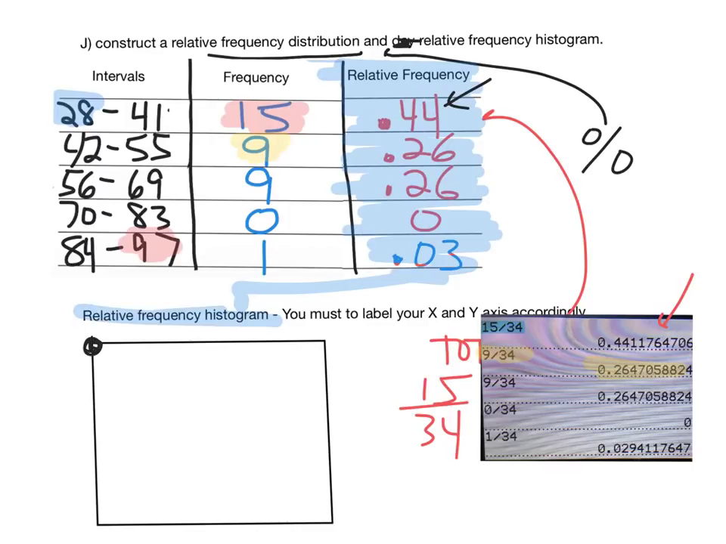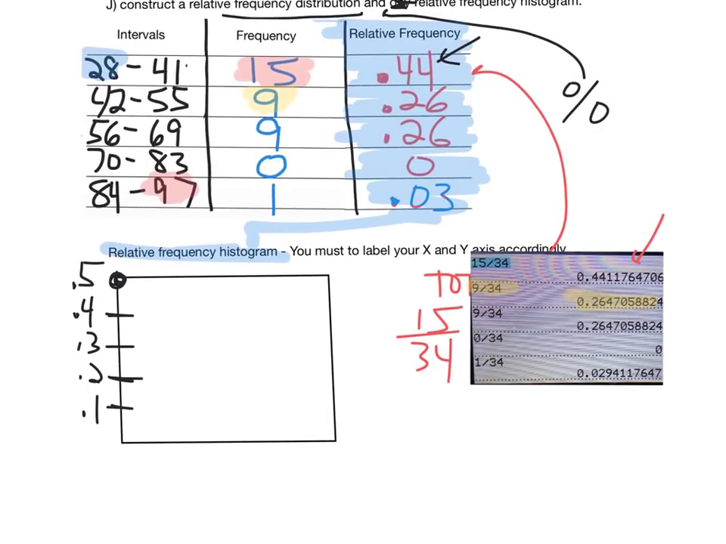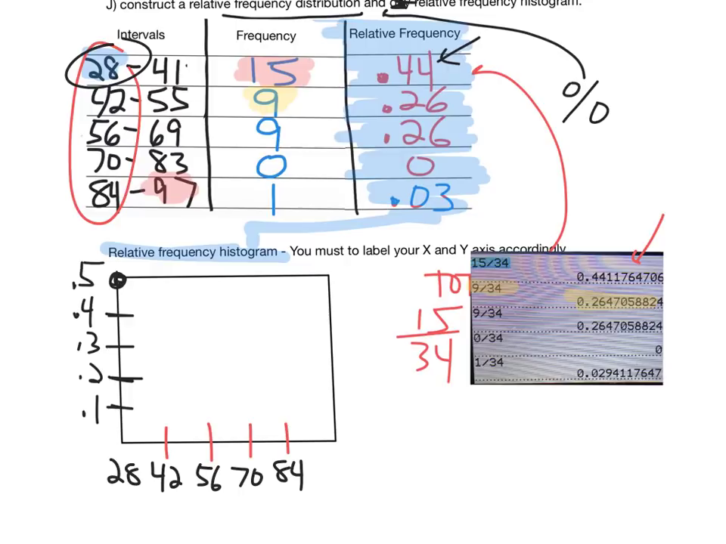So maybe what I'll do is on the y-axis I'll go up to 0.5, and then I'll break up the y-axis into intervals of 1/10. So here's my y-axis. Here the x-axis is going to be the starting points of each interval. So here I have 5 intervals, so I'll break the bottom up into 5 even parts. The first interval starts at 28, so I'll label the bottom left-hand corner as 28, and then I'll label the lower class limits, the starting point of each interval.